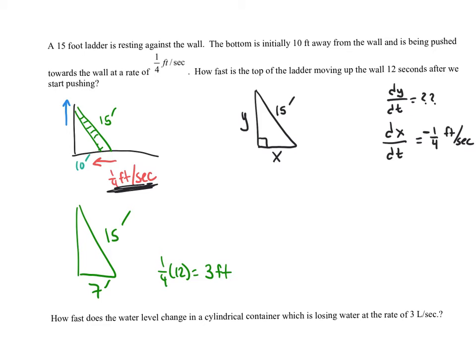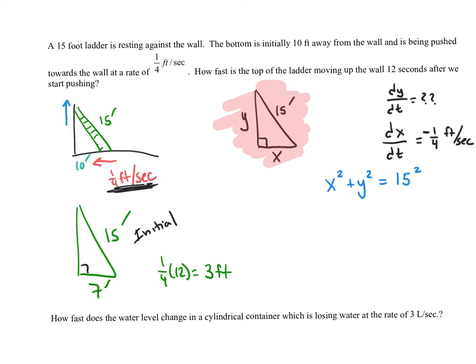So this is my initial condition. This is my initial triangle. This is what it looks like at the moment I want to figure out. So we have to figure out an equation that will relate these two variables. Well, this is a really nice one because it's a right triangle, and in a right triangle we have the Pythagorean theorem. So x squared plus y squared equals 15 squared.